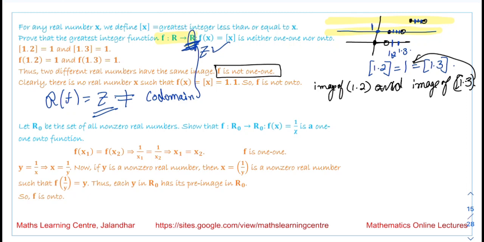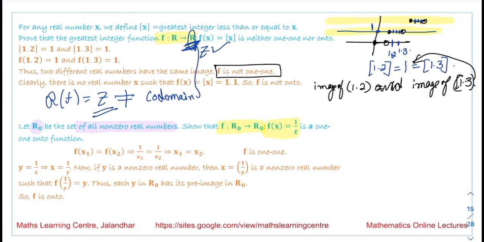Next, let R0 be the set of all non-zero real numbers. We have to prove that the function f defined from R0 to R0 by f of x is equal to 1 by x is a 1-1 onto function.